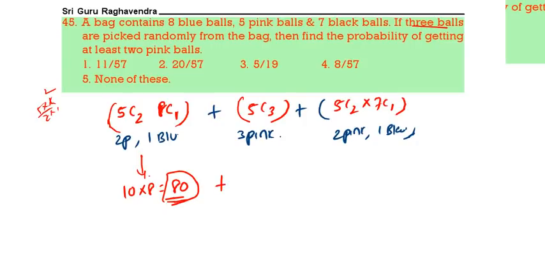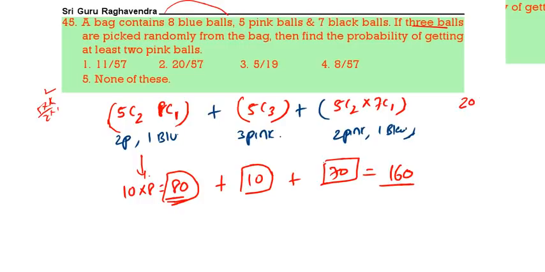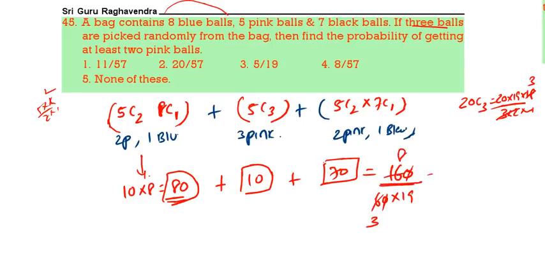Plus 5C3. 5C3 is nothing but 10. And 5C2 into 7C1 is 10 into 7, that is 70. Total 80 plus 10 plus 70, that is 160. Now for 3 balls out of 8 plus 5 is 13, plus 7 is 20, we have 20C3. 20 into 19 into 18 by 3 into 2 into 1. That is 60 into 19. Cancelling, we get 8 by 57. 8 by 57 is the correct answer.